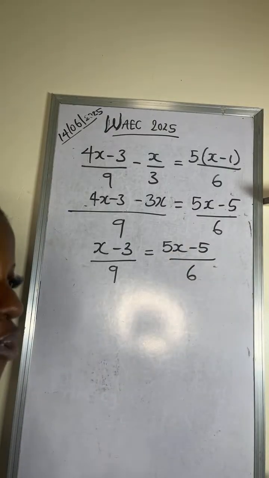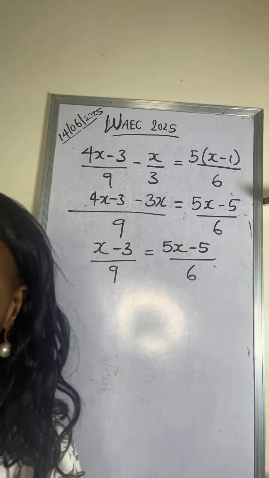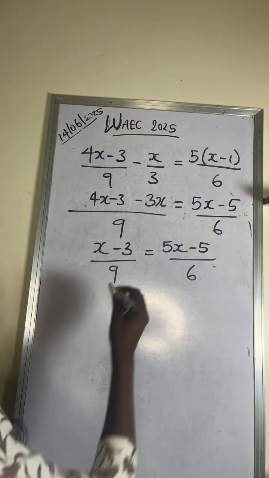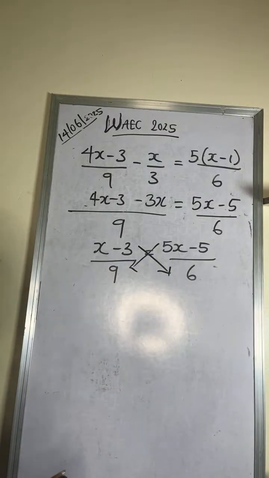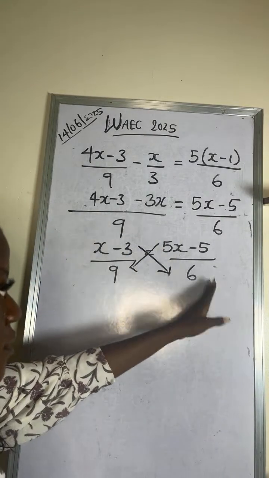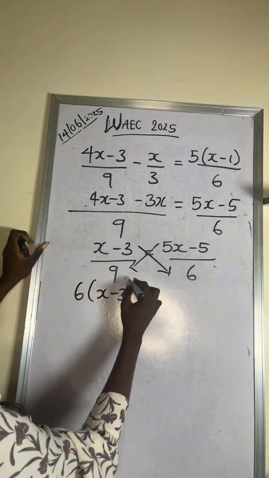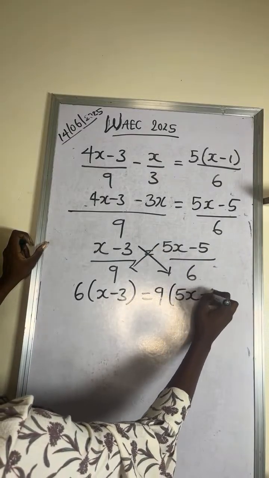Now that we have single fractions on the left-hand side and the right-hand side, we can now do what Mr. told us to do. The teacher asks us to cross multiply. So this is where cross multiplication comes in. This is what we mean by cross multiplication, right? Because there's a single fraction and a single fraction. So 6 multiplied by this, and then you have 9 multiplied by this.